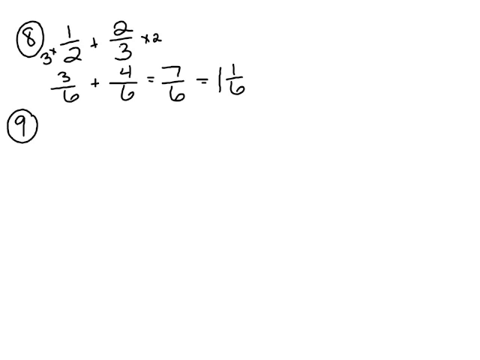Number 9 is 1/3 minus 1/2. Okay, subtracting fractions. What do I need on the bottom? Common denominator. 6 again. So multiply by 2 and 3. So 2/6 minus 3/6. Negative 1/6.